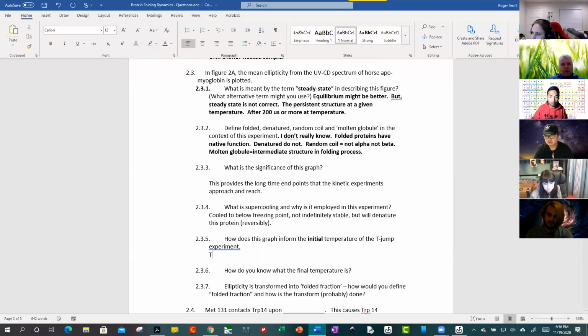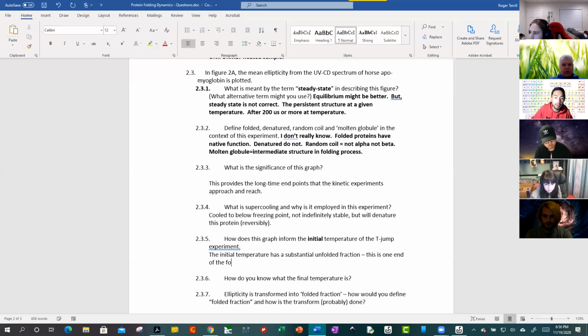Okay, so the initial temperature has a substantial unfolded fraction. This is 1/n of the folding spectrum for this experiment.